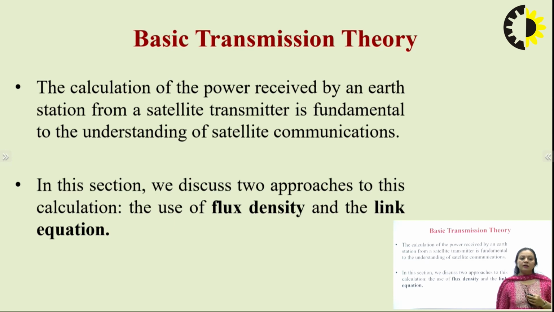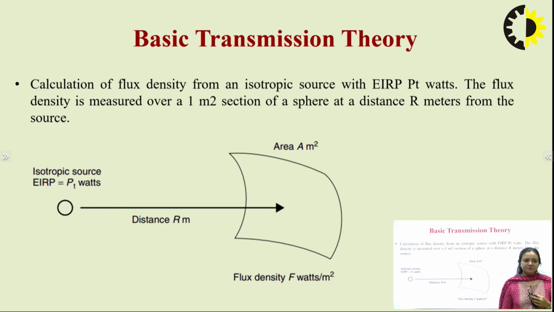So now we have just discussed all the considerations we must have for designing the satellite link. Now we'll just calculate. So we'll start with the basic transmission theory. The calculation of power received by an earth station from a satellite transmitter is fundamental for the understanding of satellite communication. So there are two approaches. First is the use of flux density and the link equation. So we have to derive the link equation with the help of this flux density. So we'll calculate the flux density.